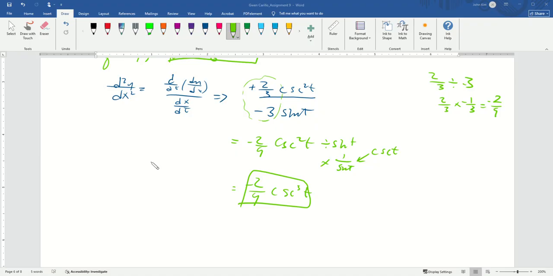Now I asked, would you like the second derivative or the equation of the tangent line? So I said, yes, find the second derivative. And I just copied this out, and it should be negative 2/9 cosecant cubed. That's it.